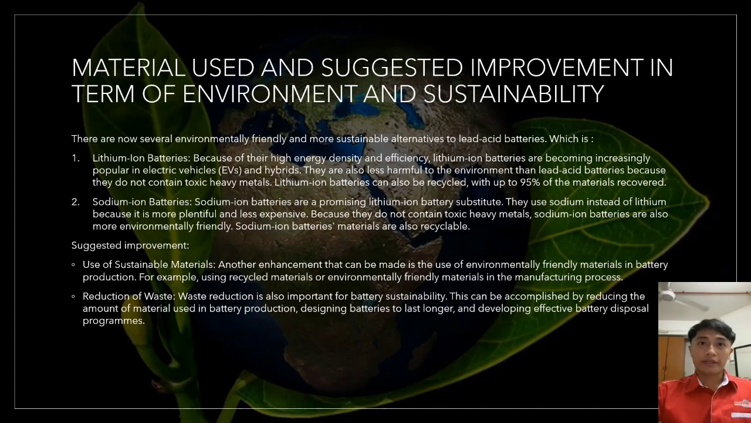Use of sustainable materials. Another enhancement that can be made is the use of environmentally friendly material in battery production, for example, using recycled materials or environmentally friendly materials in the manufacturing process. Reduction of waste. Waste reduction is also important for battery sustainability. This can be accomplished by reducing the amount of material used in battery production, designing batteries to last longer, and developing effective battery disposal programs.